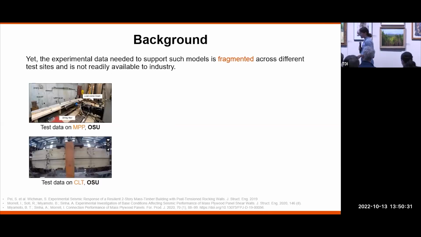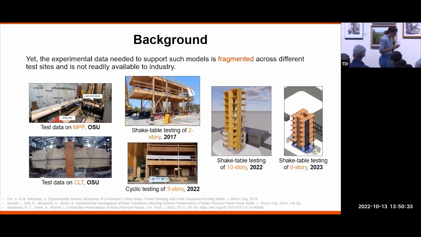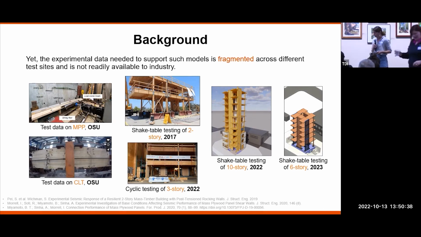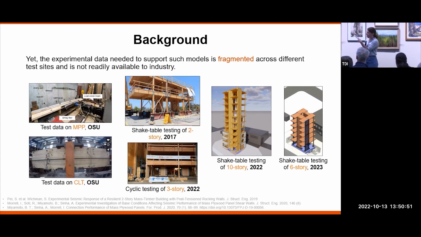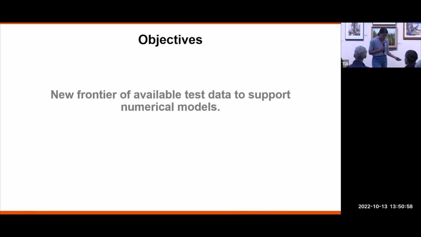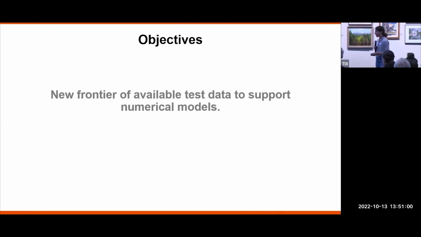We have this test data at the material level, and then we have more system level test data that's also going to start becoming available. Up until this point, we've really been saying, well, we don't really know how mass timber behaves. We don't know how the energy dissipators can be connected into them. But we're starting to get quite a collection of data that we can now use to validate our numerical models. So I would argue that we're at the point where we can start thinking about how we use this available test data to support numerical models and ultimately design.